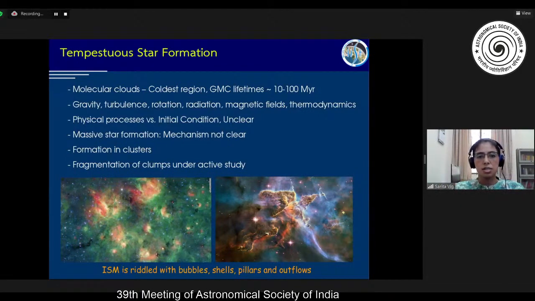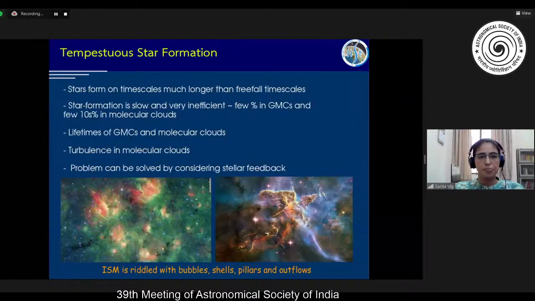Another interesting observation that people now know is that these stars do not form in isolation, and they are mostly formed in clusters. So how the fragmentation of the clumps happens in the earlier stages, which leads to the formation of the clusters, is also an area that is under active study.